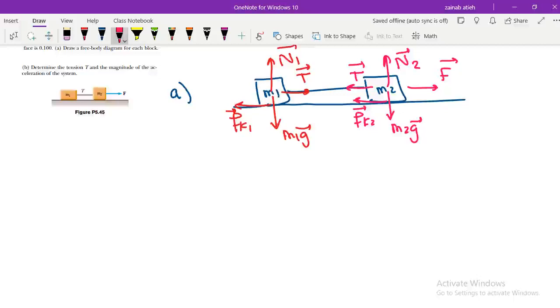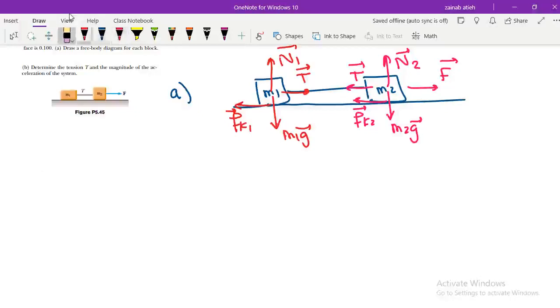Part B, he says determine the tension T and the magnitude of the acceleration of the system. Here to find the acceleration, I can take the whole system, just like I was doing in the previous problems. Okay, I can take the whole system and find the acceleration, but I have a problem that I don't know FK1 and FK2. But I have mu k. So if I have N, N1, then FK1 is equal to mu K1 N1, and FK2 is equal to mu K2 N2. So if I have N, I can find FK. How do I find N? Let's first choose the system M1 alone.